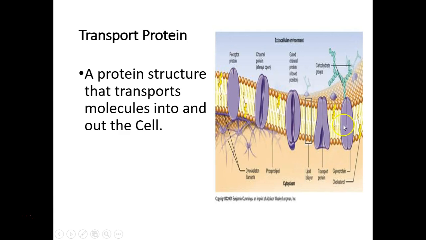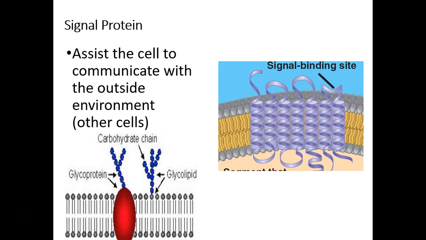And then you have your glycoprotein, which means you have a carbohydrate, like you saw in the previous chapter, a functional group attached to a protein, and this is used for signaling. And then you can see the cholesterol right in here, offering that stability within the cell membrane. Once again, signal proteins assist the cell in communicating with the outside environment.